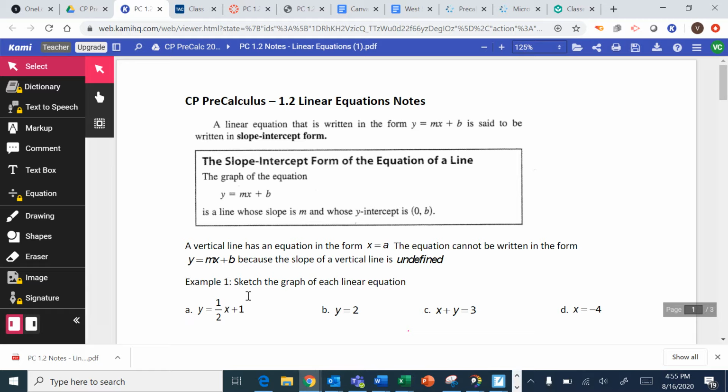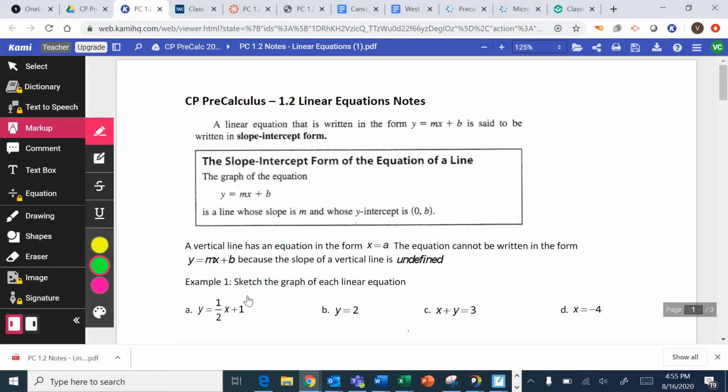Hi, CP Pre-Calc, section 1.2, quick review from Algebra 1, linear equations. We'll start out with the slope-intercept form of an equation of a line. If it is linear, almost always we can write it in slope-intercept form, which is y equals mx plus b. The slope is m, the y-intercept is the ordered pair (0, b).